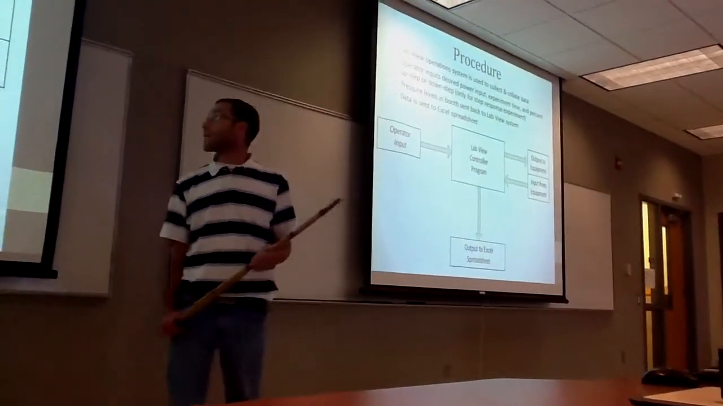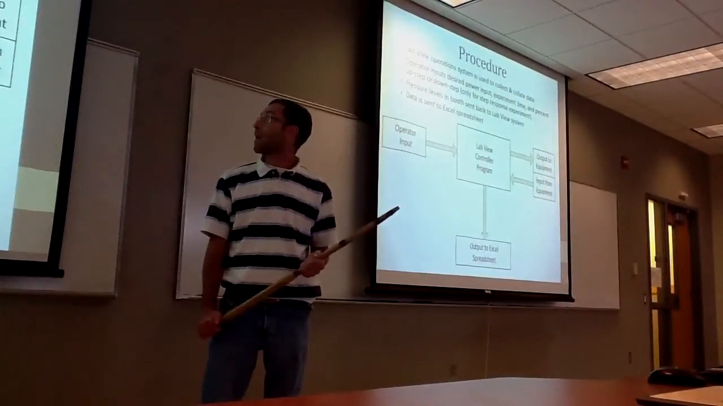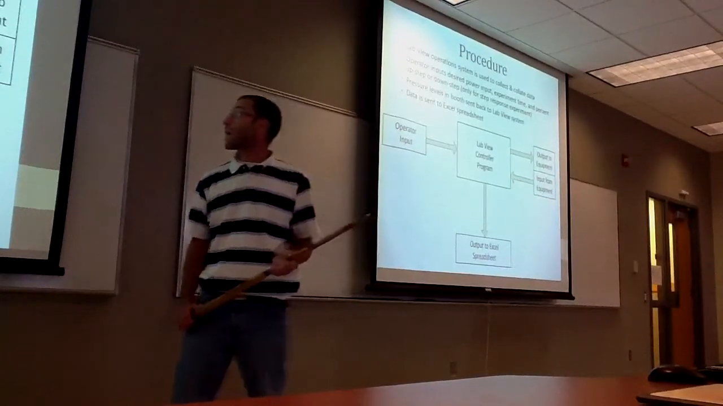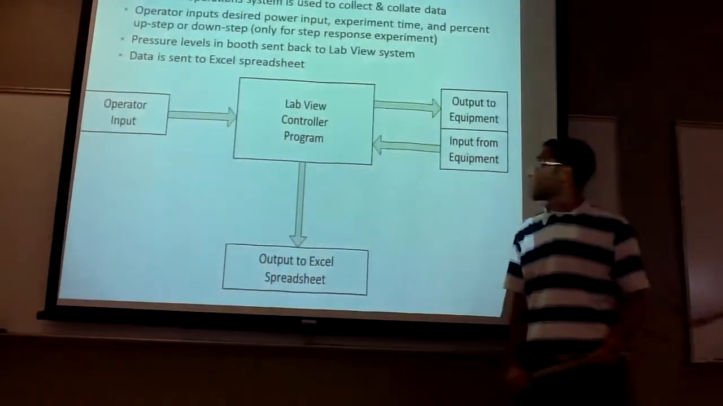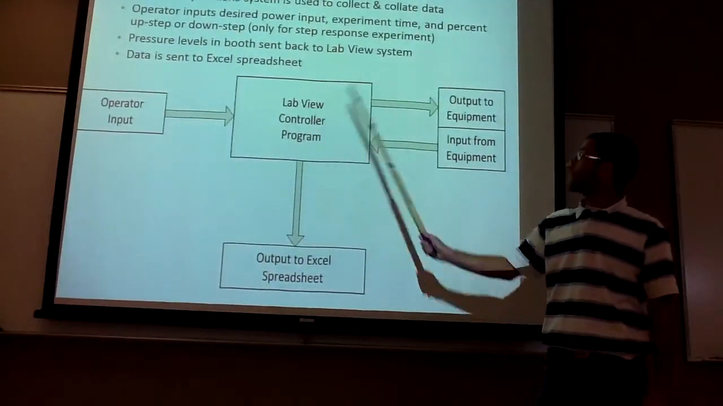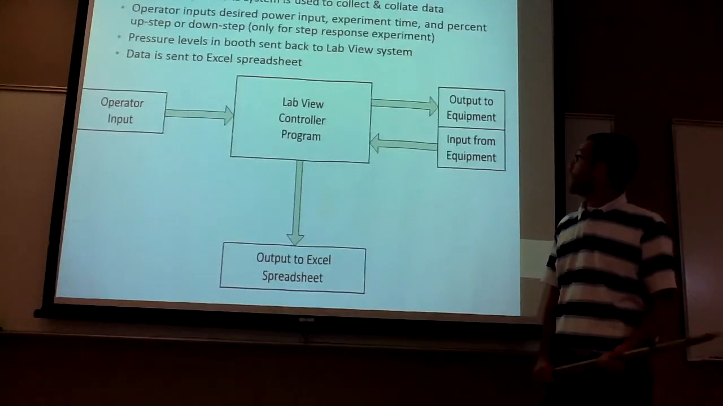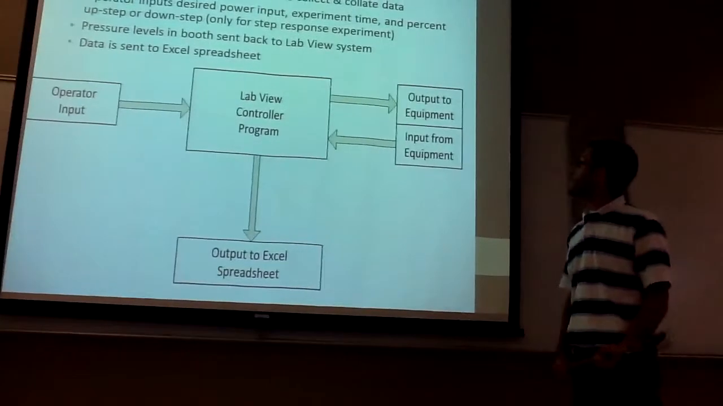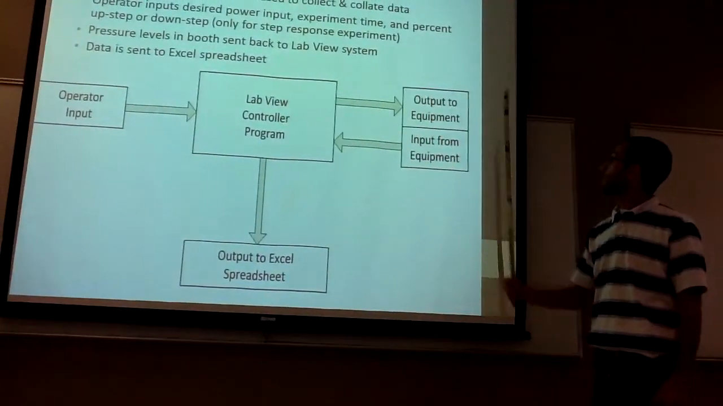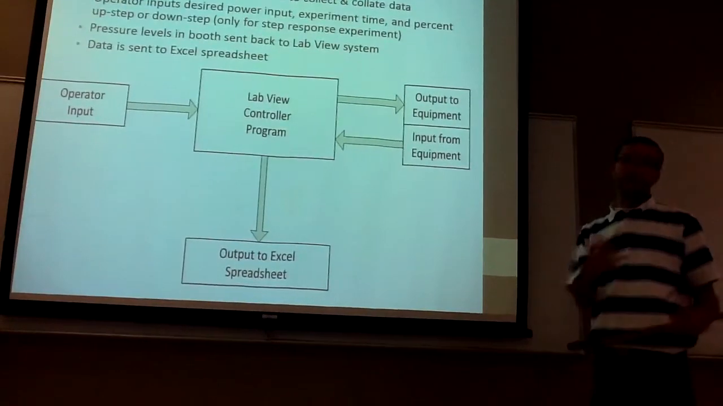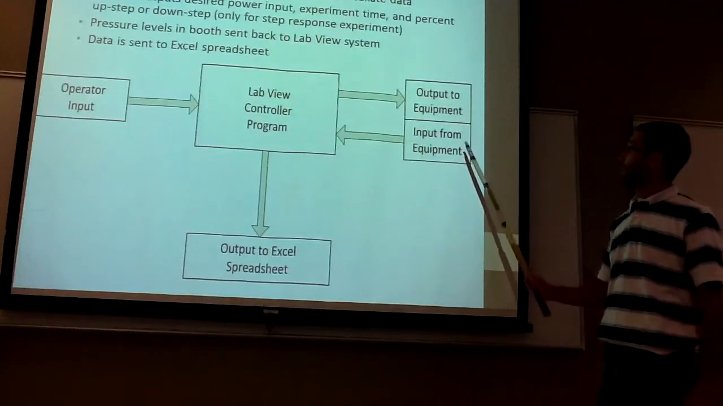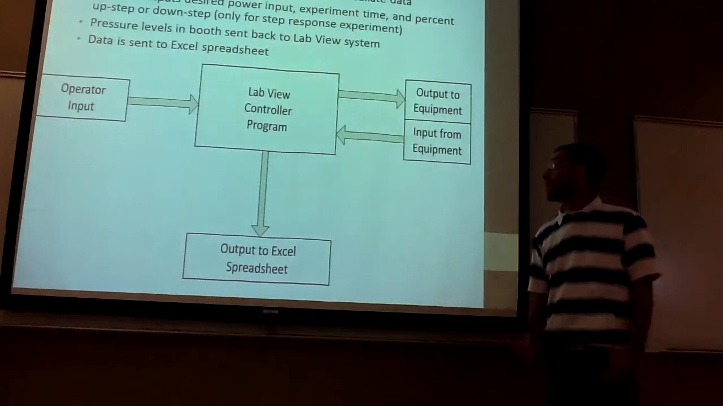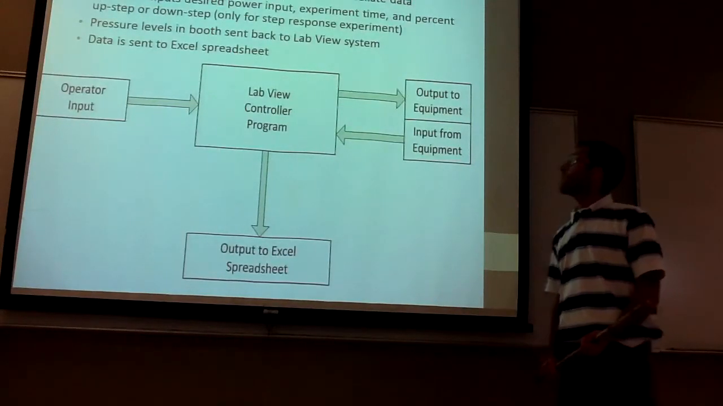This is the procedure of how the system works. You have the operator inputting power into the system. The LabVIEW control program is used in this experiment, outputting to the equipment how much power should be going through, so how much the speed of the blower is what that controls, and what's coming back is the pressure in the booth, again in centimeters of water.